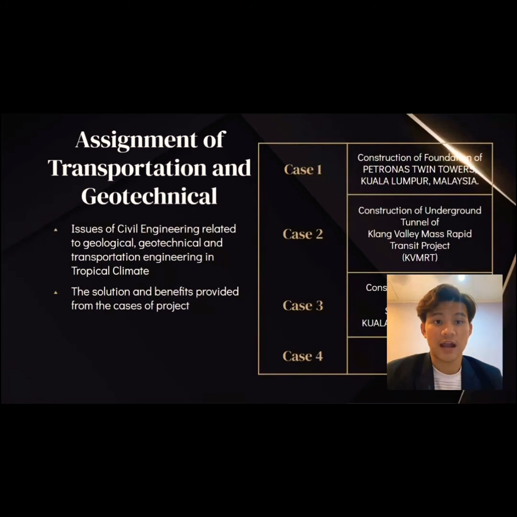The next one is LRT3. Actually, the construction of viaduct and station will begin with the commencement of the foundation structure.